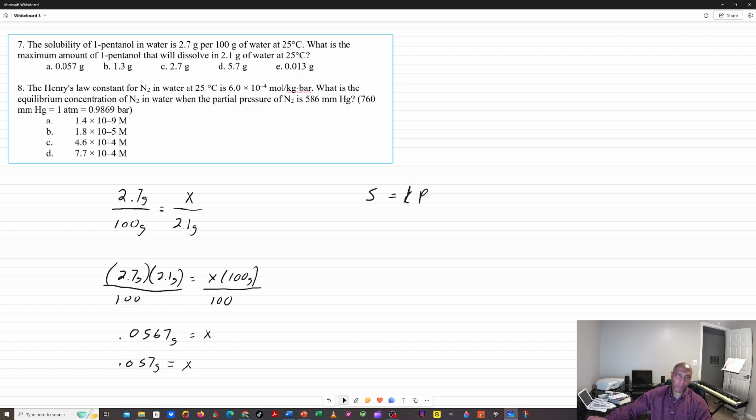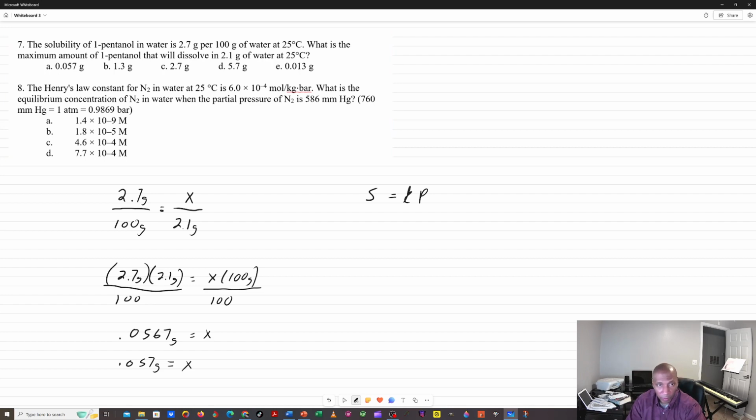Now notice the Henry's law constant has the pressure unit in bars, okay? And they give us the pressure in millimeters of mercury. So the first thing we're going to have to do is convert millimeters of mercury to bars. So let's see if we have that conversion factor up here. I know that 760 millimeters of mercury is equal to 1 atmosphere, which is also equal to 0.9869 bar. So I can convert that.